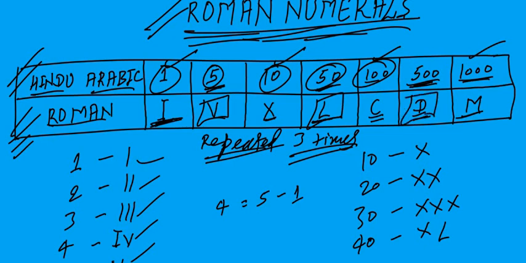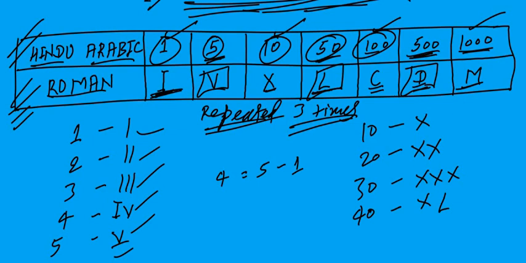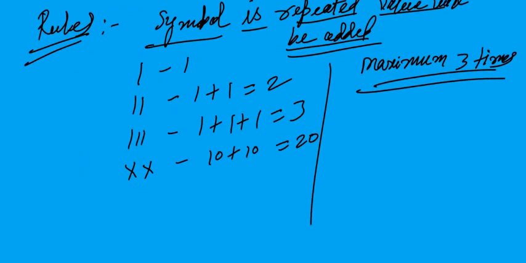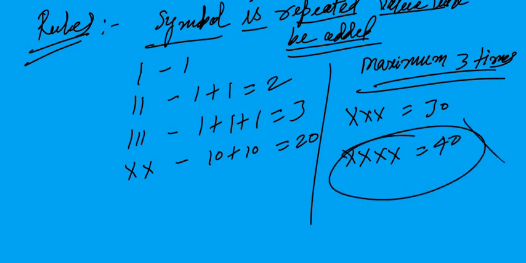So this is also a rule. Only the symbols which are 1 or multiples of 10, that can be repeated. The second rule is, any symbol will be repeated 3 times. That means if I will write XXX, that is 30. But if you will write X 4 times, that cannot be 40. This one is wrong. So I hope this is very clear. Any symbol will be repeated maximum 3 times.